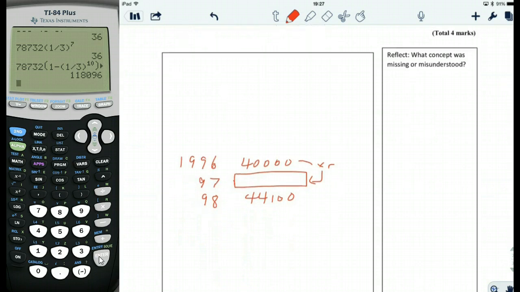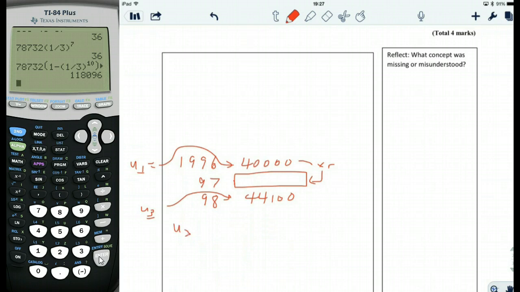Well, let's say that we make 1996 U1. So the value for 1996 is 40,000. We're going to make 1996 into position 1, and we're going to make 40,000 into U1. And so what would be 44,100? It would be U3, right? So if we know U3 and U1, and we know that the n value here is 3, we can figure out the r value.